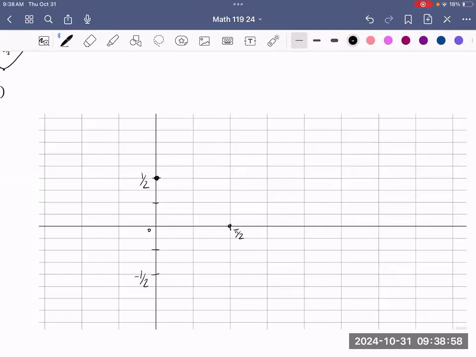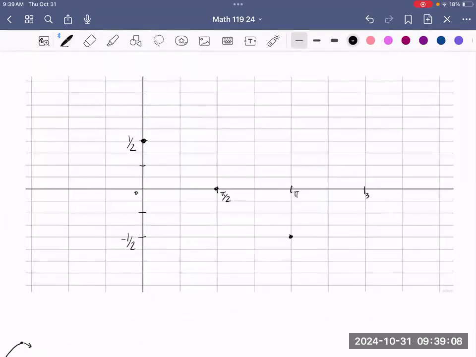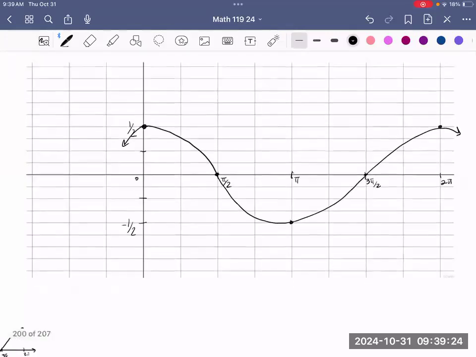Let's just label it as we normally would have. This is pi over 2 here. This was pi, and at pi we're down low. All I'm doing is transferring this graph right here back onto my page. At 3 pi over 2, we're at 0. And at 2 pi, we're all the way back at 1/2. So let's connect these dots. Show that they go off the page right there.